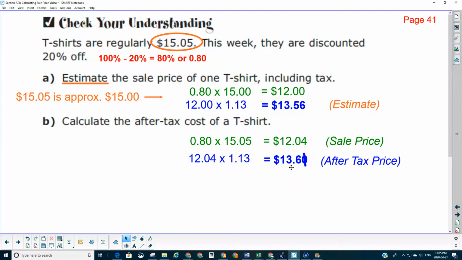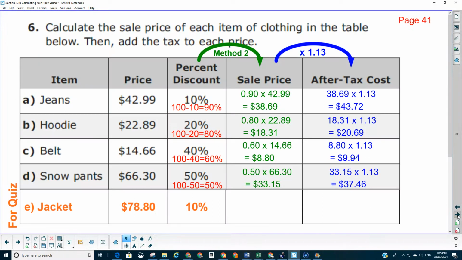And if we compare them, we can see how good an estimate we had. We estimated it was $13.56. It actually ends up being slightly more at $13.61. Okay, so that finishes page 41, which means you're now going to go and do your quiz for this last section of 2.2. But before you do that, I want to point out this chart.